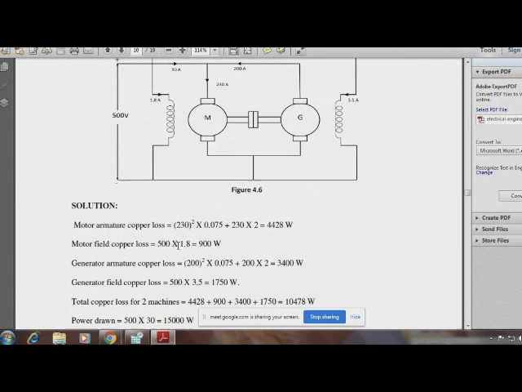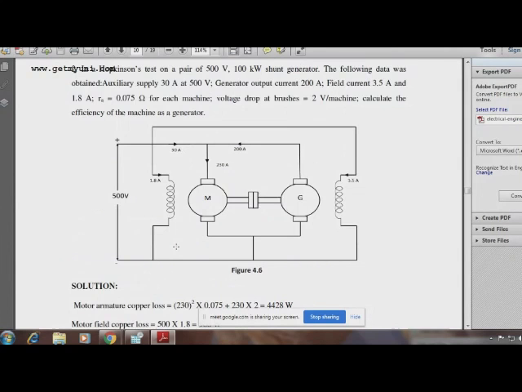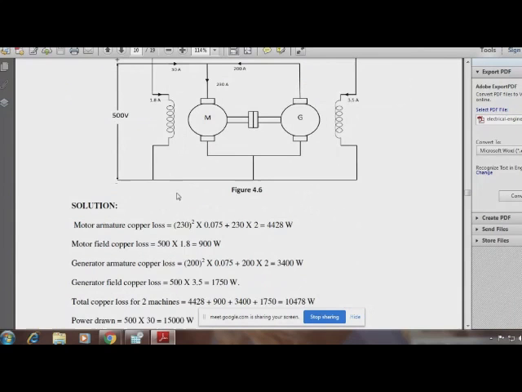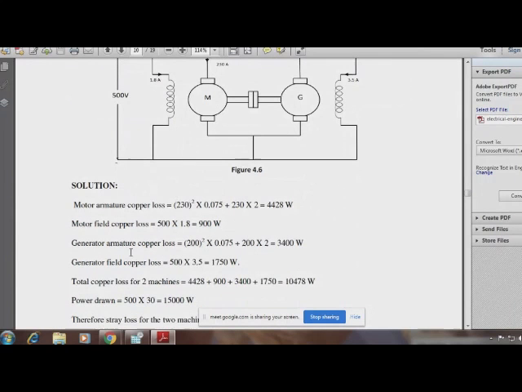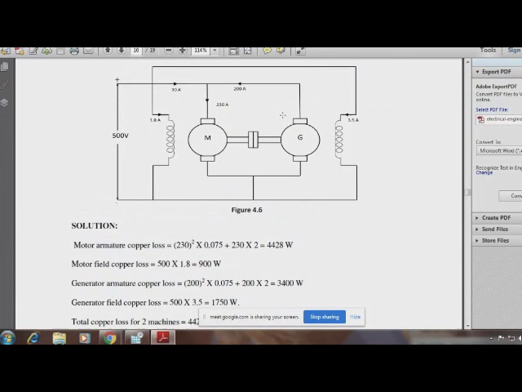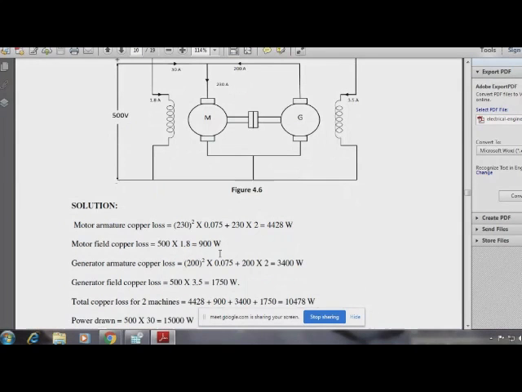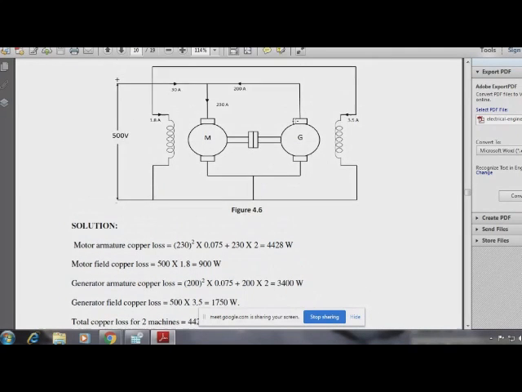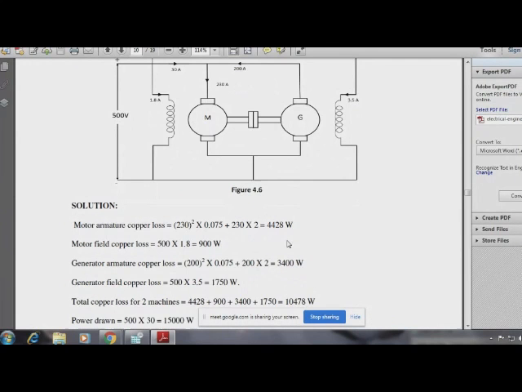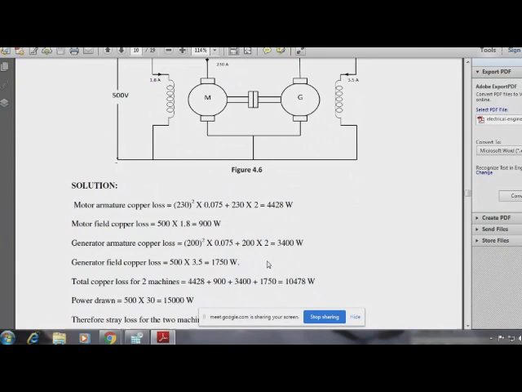Motor field copper loss 500 into 1.8. Voltage across the field is 500. The current is 1.8. Similarly, generator armature copper loss: 200 square into 0.05 plus again brush 200 into 2, because the generator armature current is 200. The armature current into 2. Is it clear? Any doubt here?